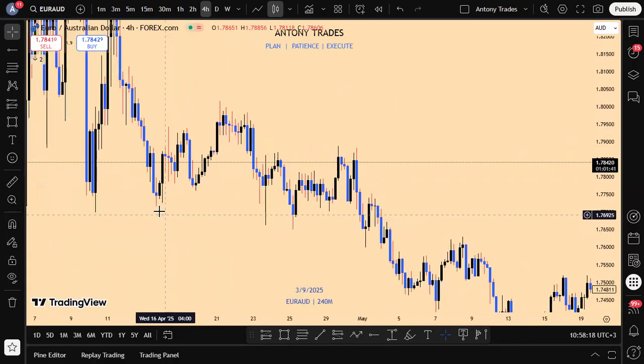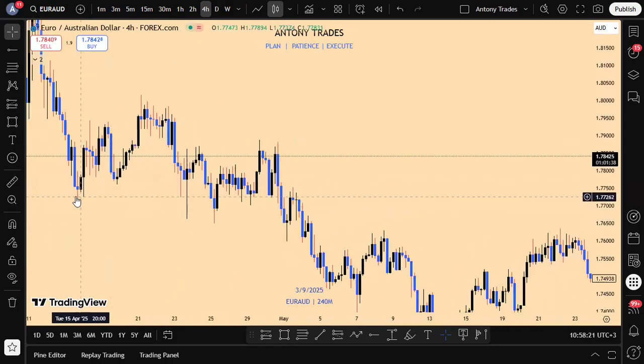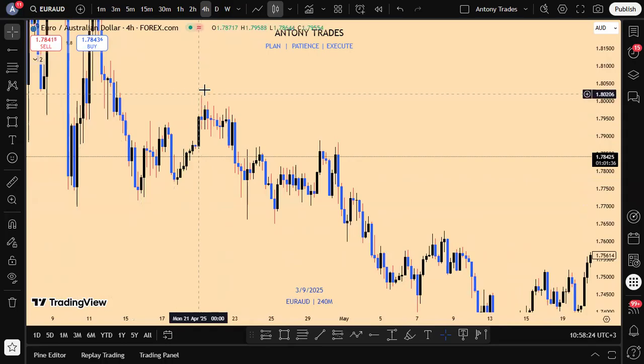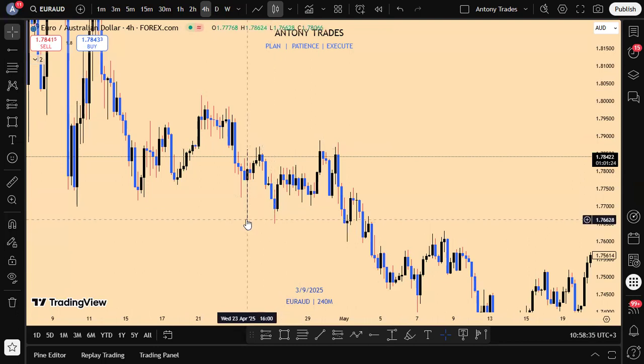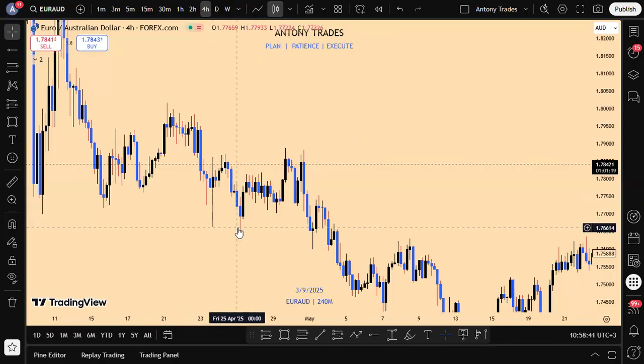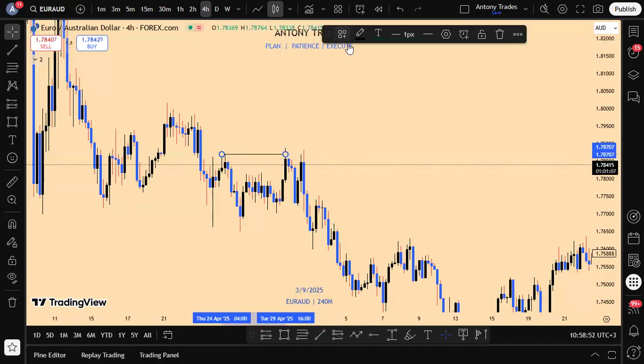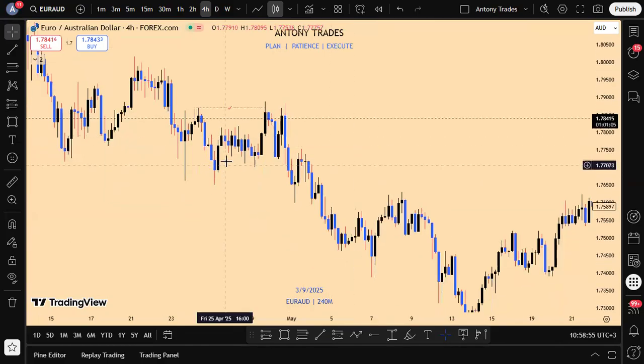If I can start from somewhere here, you see this pullback to this side, then push to the downside. Market swept liquidity below this low. After sweeping that liquidity, it tried to push to the upside, came down and swept liquidity also below this low. After the market swept this liquidity, it pushed to the upside and swept this high. You see, that is a sweep of liquidity. So after the market swept that high, it pushed to the downside and broke structure.